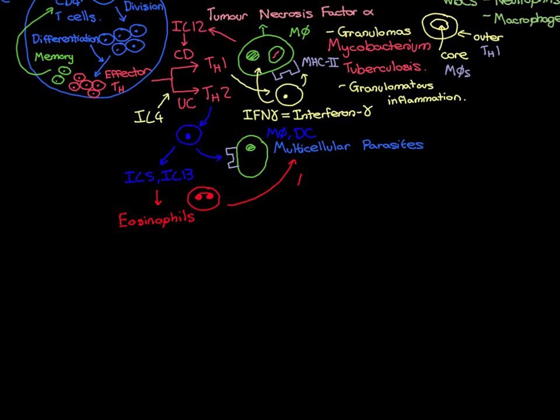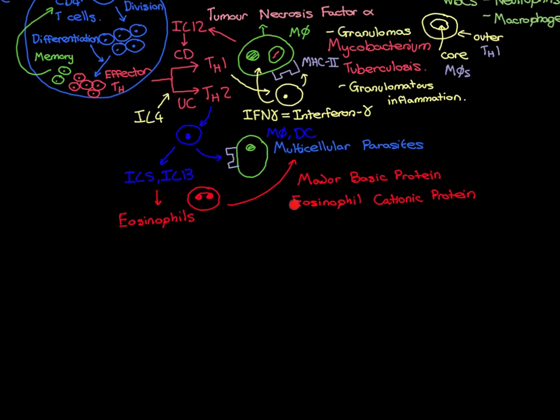They release foul molecules, examples being major basic protein and eosinophil cationic protein. These are absolutely foul cytotoxic proteins that can kill the cells of the multicellular parasite and are extremely effective, therefore, at killing the multicellular parasite. So eosinophil cationic protein is another example. So MBP and ECP are two examples of the horrors that eosinophils can release.